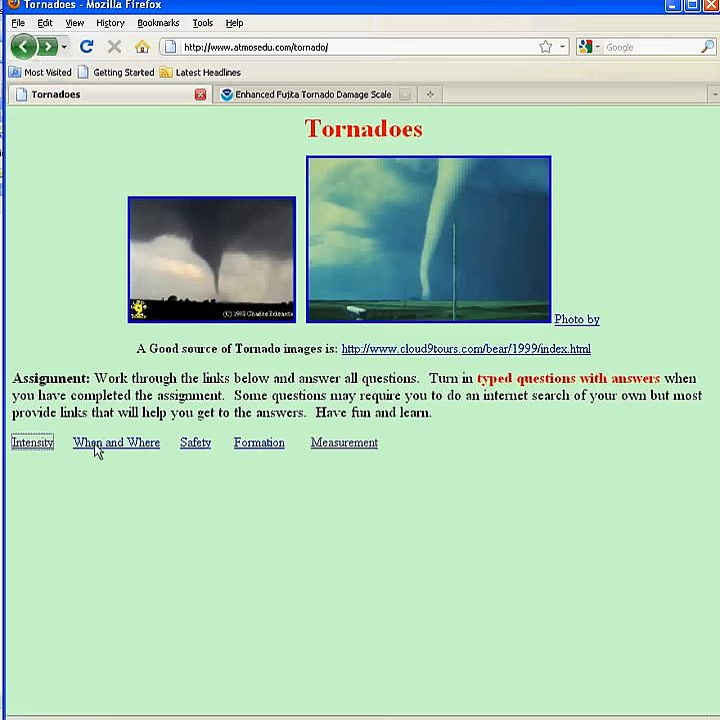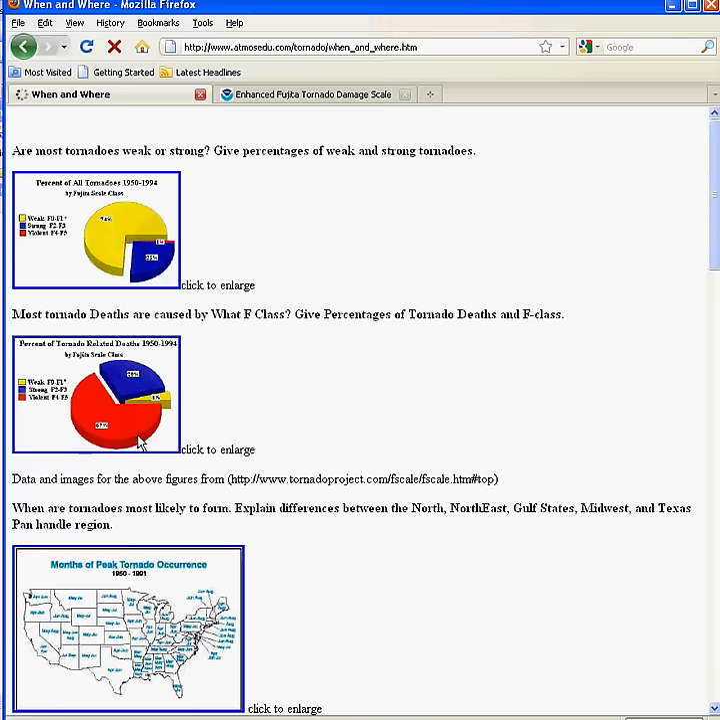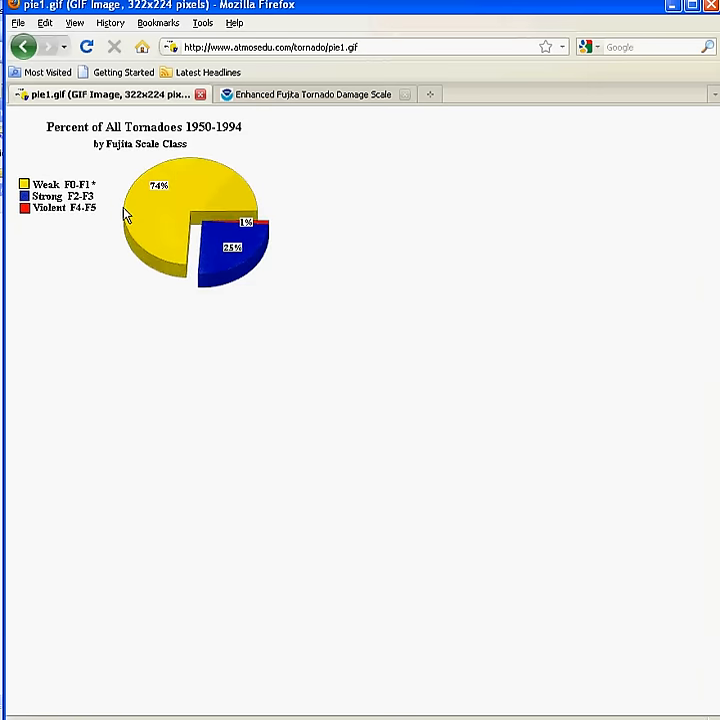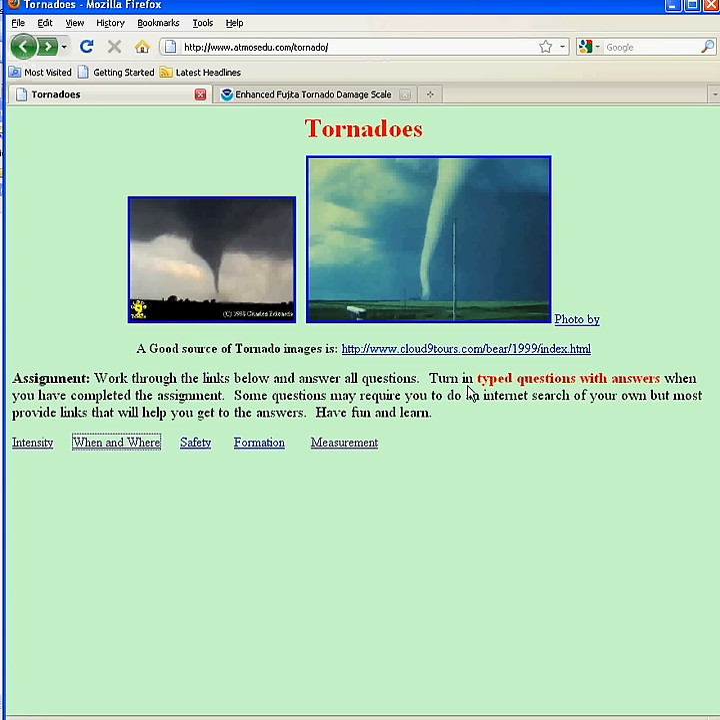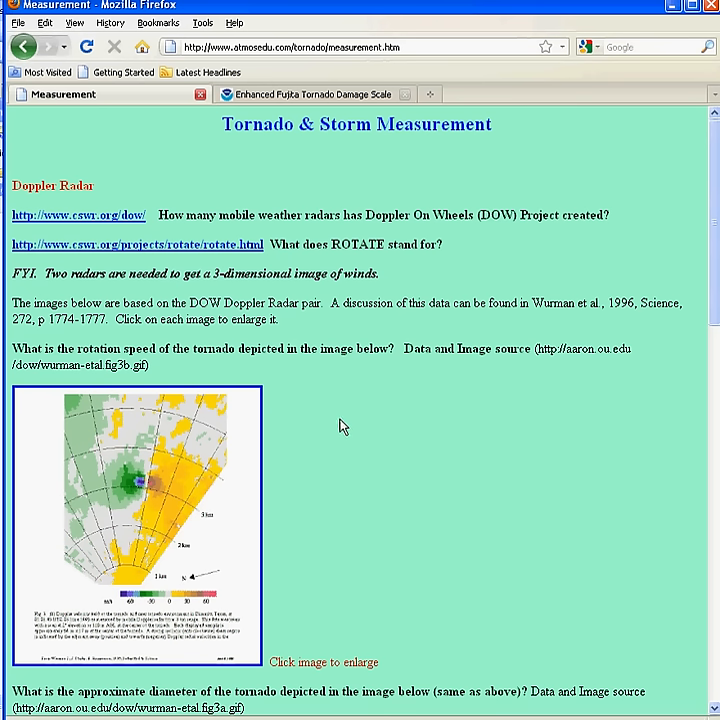Most of these are fairly self-contained, and the questions and answers pretty much go together. Okay. Now you're supposed to type up the questions and then include the answer with each question. One thing I did want to talk about that seems to puzzle a lot of students is this thing here when we look at tornado measurements.